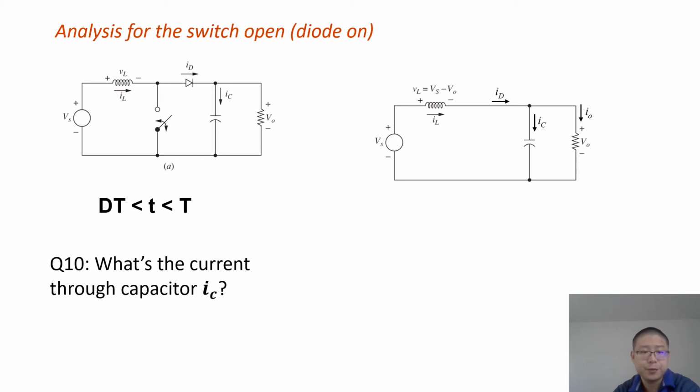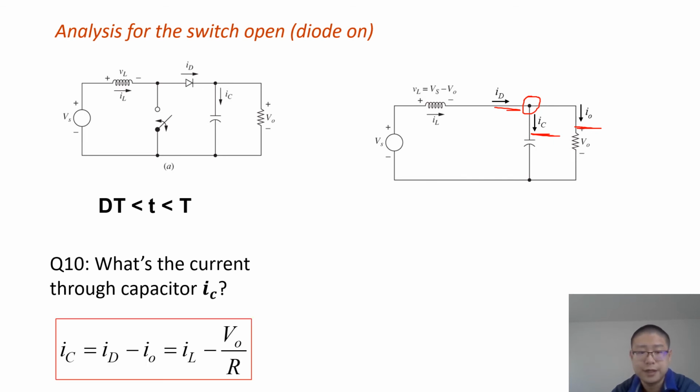Question 10. What's the current through the capacitor IC? Use KCL. I give you 10 seconds to write down your answer. Okay, now let's take a look. So IC plus IO equals ID. So IC equals ID minus IO. ID equals IL, as we discussed in the previous question, and IO equals VO over R. So we obtained the expression for IC.